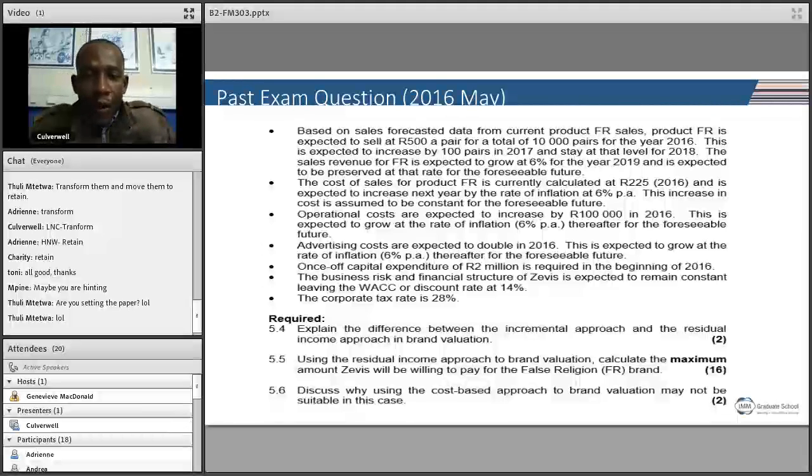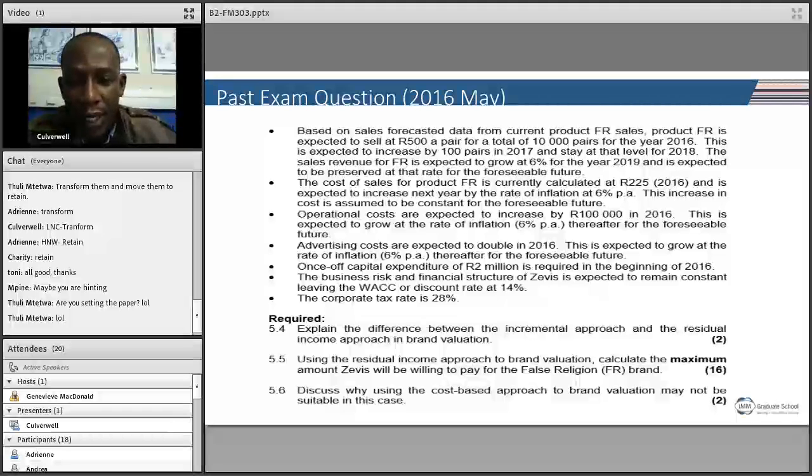The sales revenue for FR is expected to grow at 6% for the year 2019 and is expected to be preserved at that rate for the foreseeable future. Can you see the 6% of Z in 2019 is exactly the same for FR in 2019 onwards. So that becomes the growth rate for the company as a whole moving into the future. We're going to use that percentage when you calculate terminal value.